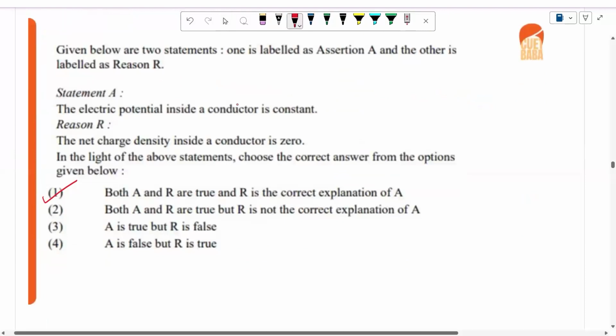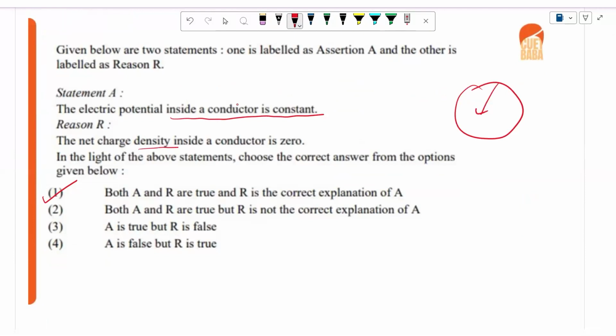Now, in this question, it is asked: the electric potential inside the conductor is constant. Yes, electric potential inside the conductor is constant. True. And the net charge density of the conductor is 0. Yes, electric field inside the conductor is 0 because all the charge in the conductor resides on the surface. Okay, and the net charge density inside the conductor is 0. So this is also true, and a correct explanation. So option 1 is the correct one.